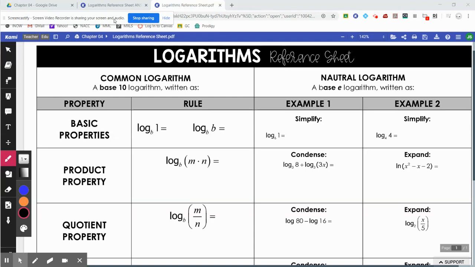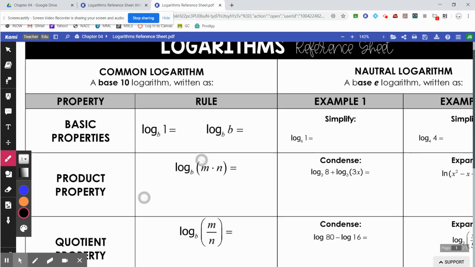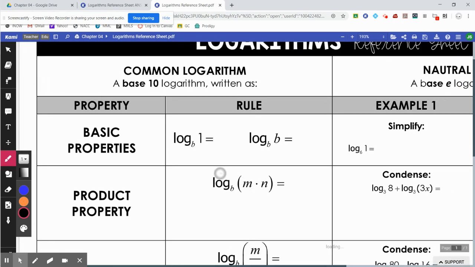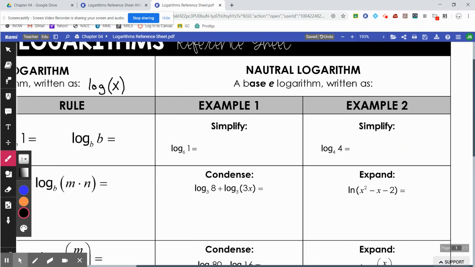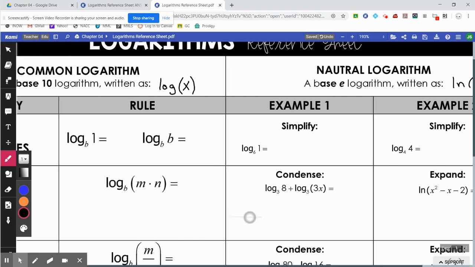Okay, in this video, we're going to create a graphic organizer just to remind us of our different rules and characteristics with logarithms. First off, the difference between a common log and a natural log. The common log is a base 10 logarithm, and we write it as just the log of whatever value. We'll call it log x. A natural log is a log with a base e, and we write it as an ln of whatever value, and we will say just the ln of x.